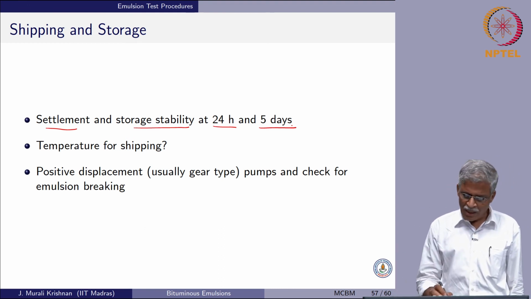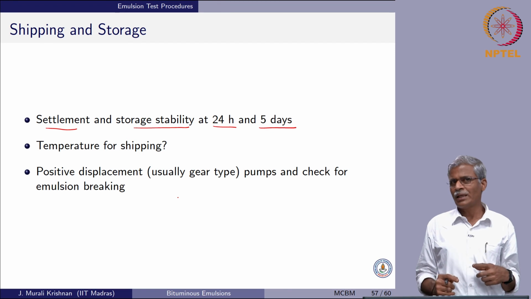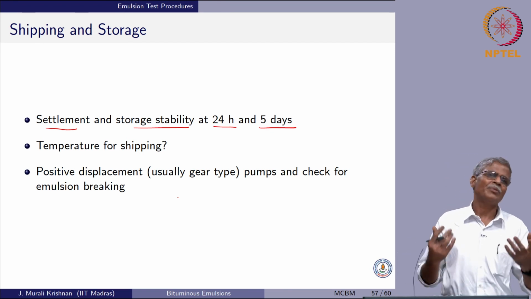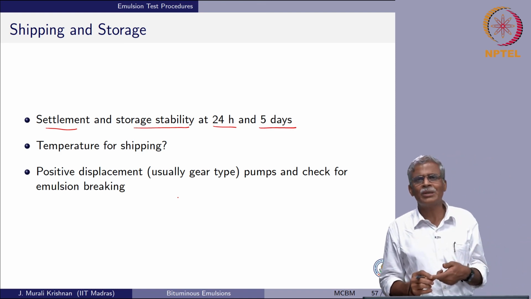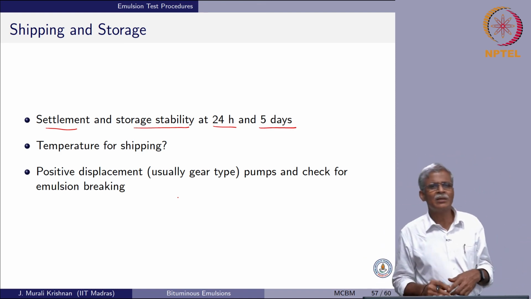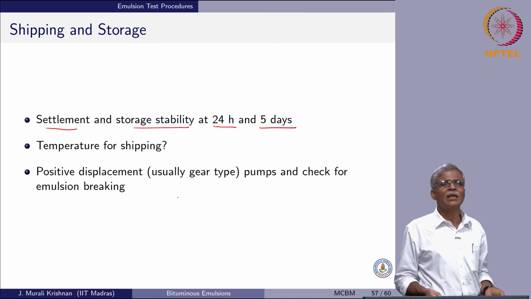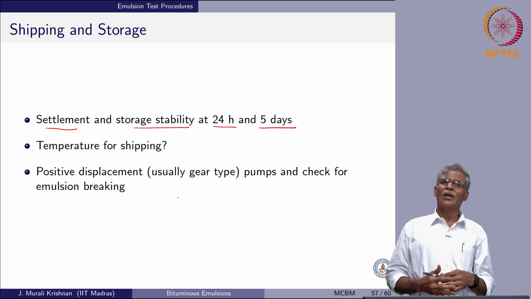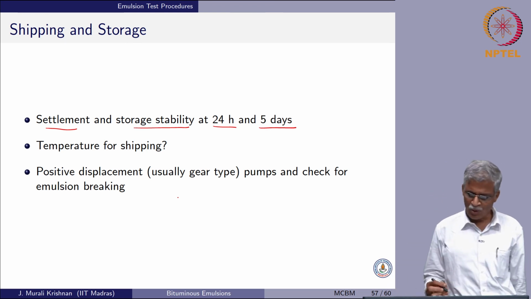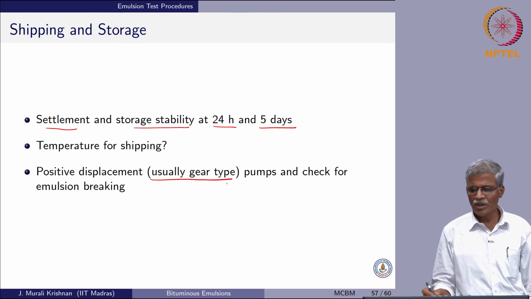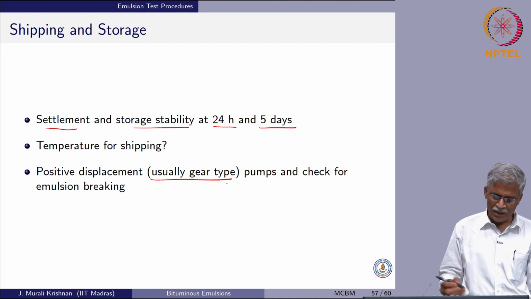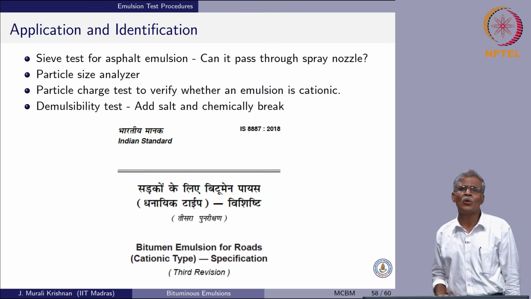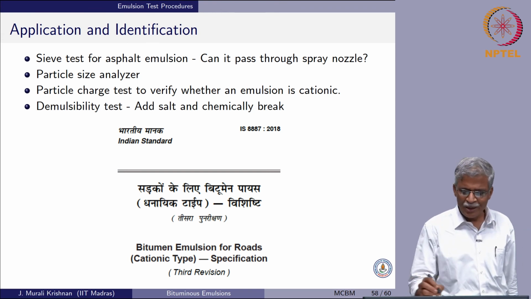No constraint. And now comes the most critical thing. How do we really pump this material? Because you need to really pump this material if it has to be used in an application. Now, that pumping operation is a mechanical action, right, you are pushing it. So, what can happen? The emulsion can break. So, normally we use a gear type of pump, and only then it will be useful here. And identification, how do we really identify it? Can it go through a spray nozzle?